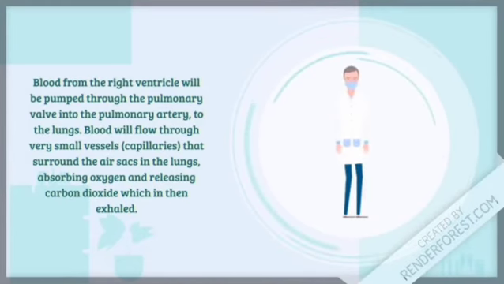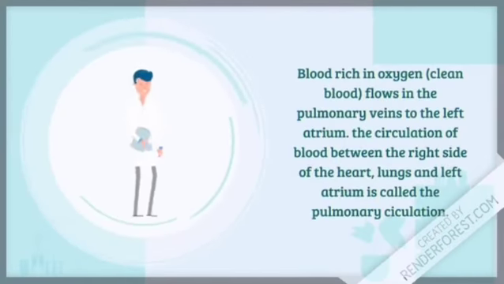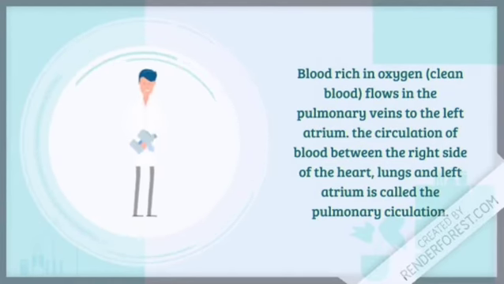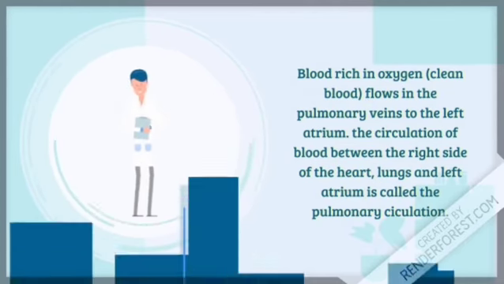Blood will flow through very small vessels, or capillaries, that surround the air sacs in the lungs, absorbing oxygen and releasing carbon dioxide, which is then exhaled. Blood rich in oxygen, or clean blood, flows through the pulmonary veins to the left atrium. The circulation of blood between the right side of the heart, lungs, and left atrium is called the pulmonary circulation.